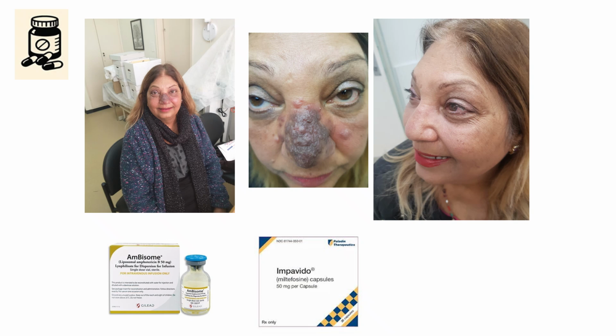Initially, the patient was treated with IV AmBisome, liposomal amphotericin B. Due to the persistence or complexity of the lesion, therapy was subsequently transitioned to miltefosine, Impavido, an oral agent that induces apoptosis in the parasite. As you can see in the follow-up images, this combined regimen led to a significant clinical resolution, although it underscores the need for personalized protocols in resistant or difficult-to-treat cases.